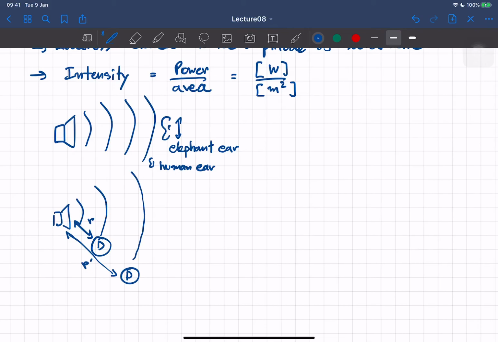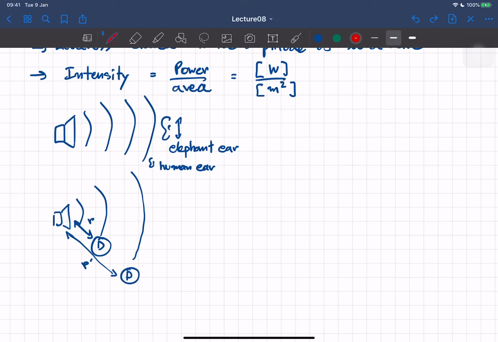Well, if we think about the speaker and assume that the speaker is giving out sound in every direction, what is the area receiving the sound in total? Well, it's actually the area of a sphere which is covering the whole speaker like this.